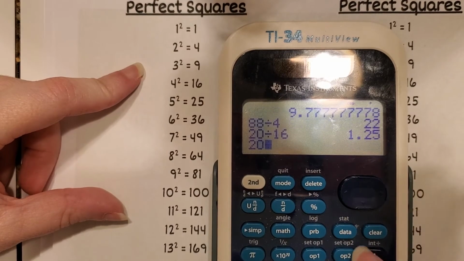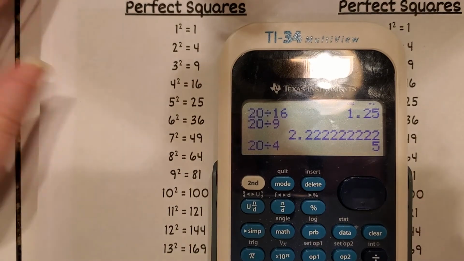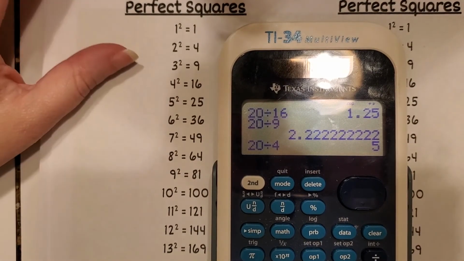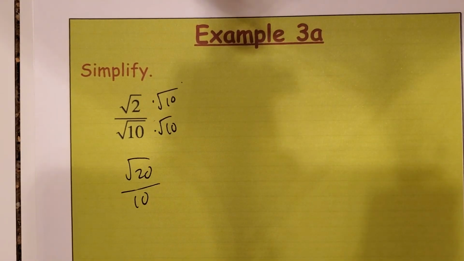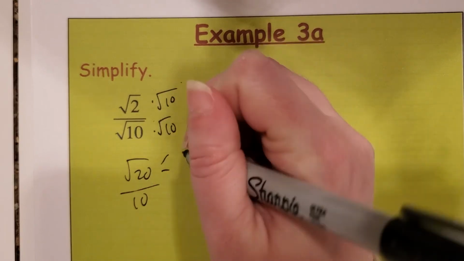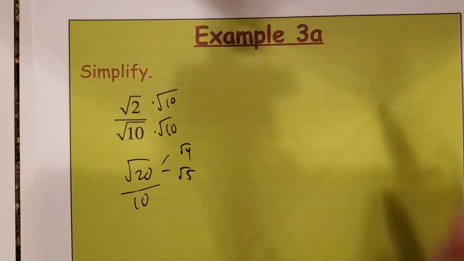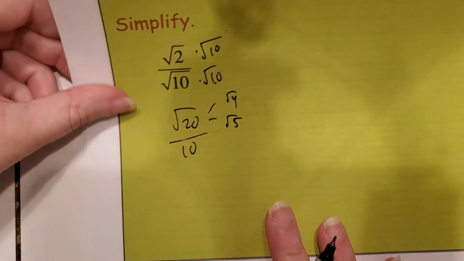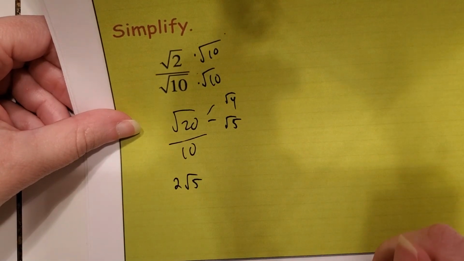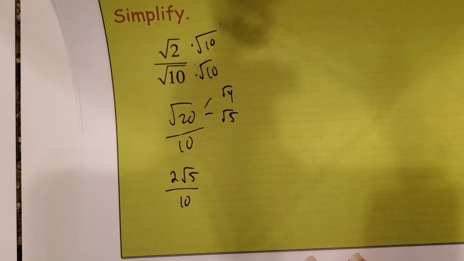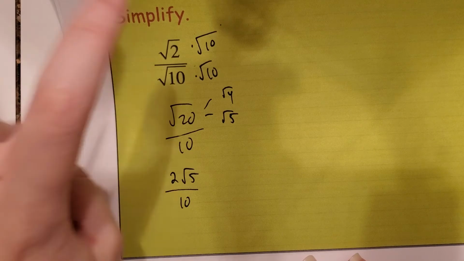20 divided by 16. And there you go. 20 is divisible by 4, which I'm sure most of you guys were able to pick up on. The square root of 20 can be simplified. It can be simplified into root 4 and root 5. 4 is your perfect square. So the square root of 20 is going to be 2 root 5. Okay? Over 10.